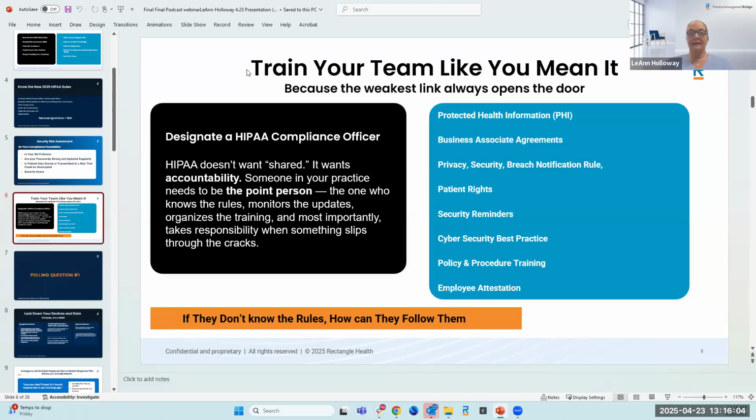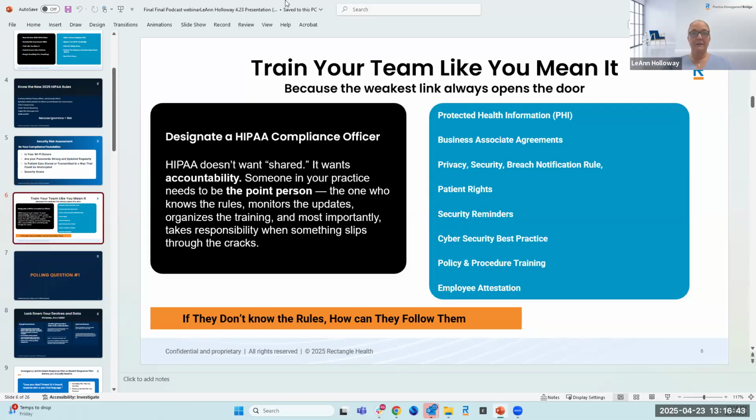HIPAA training isn't a one-and-done checkbox. The rule is clear, all right? Training must happen annually. New hires need to be trained immediately. And the HHS proposal has it out that new staff members must be trained before they even have contact with any type of PHI, protected health information. And yes, it must be documented. It must show who attended, what was covered, and when it happened.